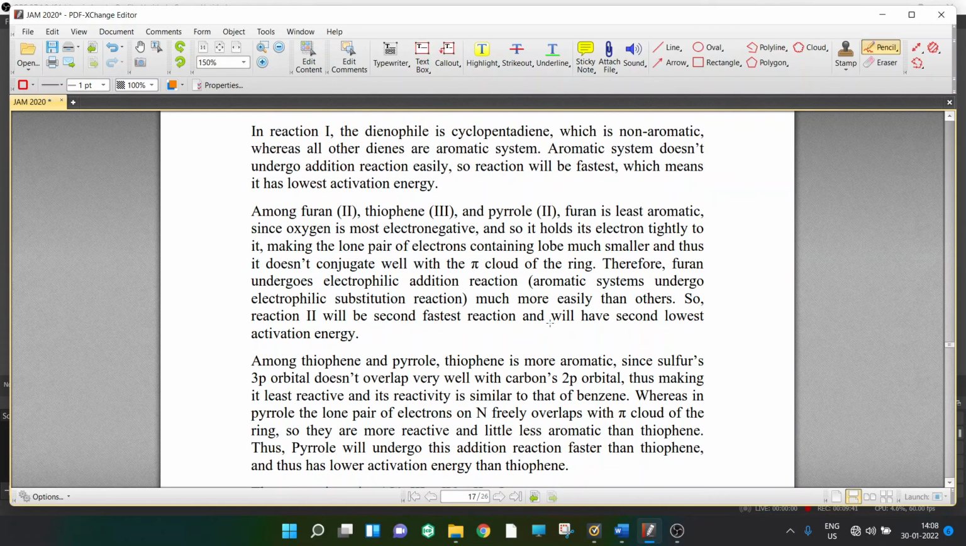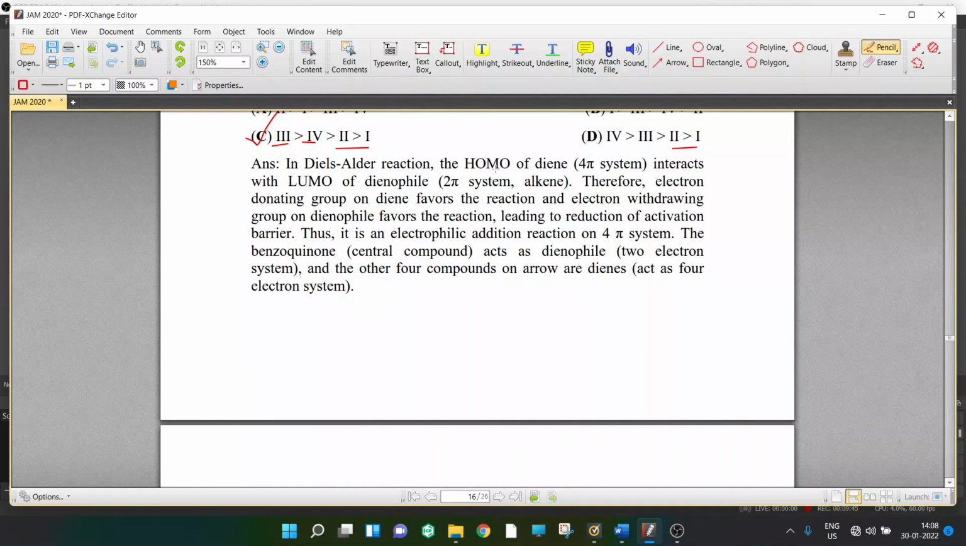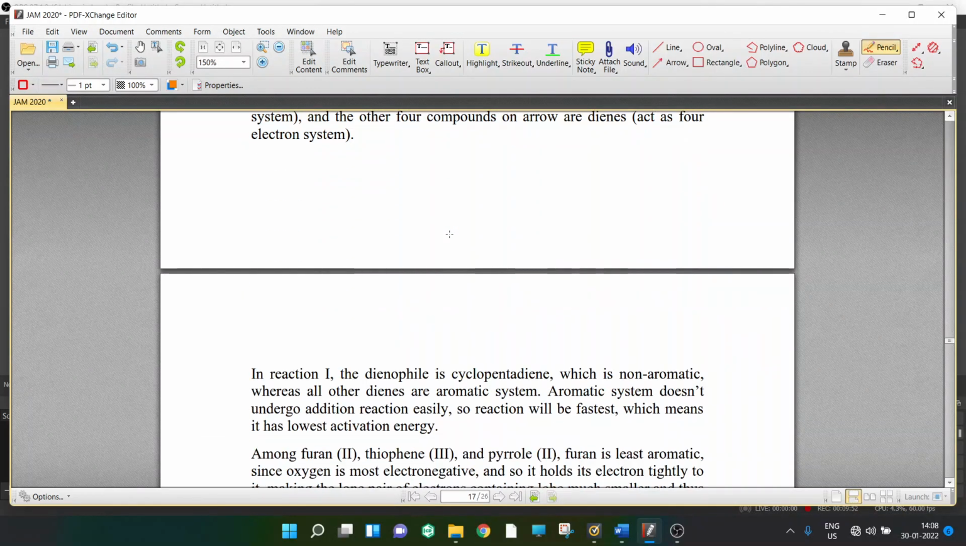I have gone very slowly, maybe you can pause and read also. Whatever I said is written here. So in Diels-Alder reaction, HOMO of the diene interacts with LUMO of dienophile. You can pause and look at it. I will go slowly once again.